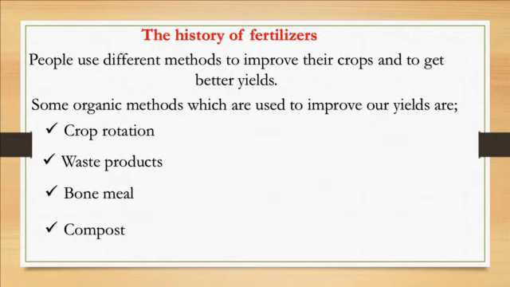Number 2 is the waste product. Horse dung and bird droppings are called manure, and they enrich our soil. The other one is the bone meal. This means grinding up animal bones to provide a rich feed for the soil. The bones of animals, when they're ground, are very good in the soil and can help us so much. The last one is the compost.